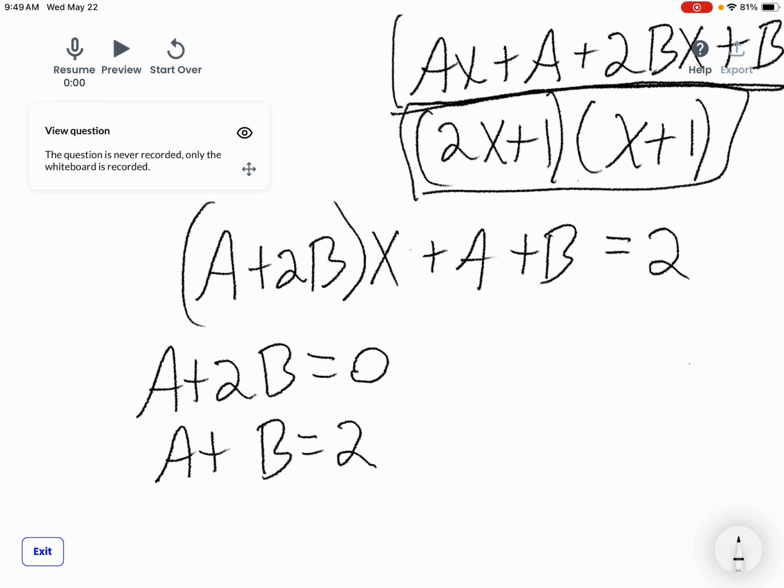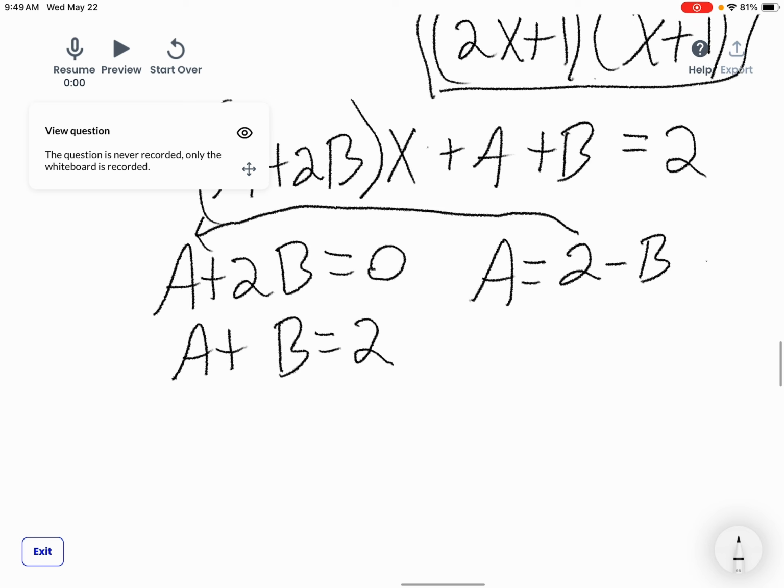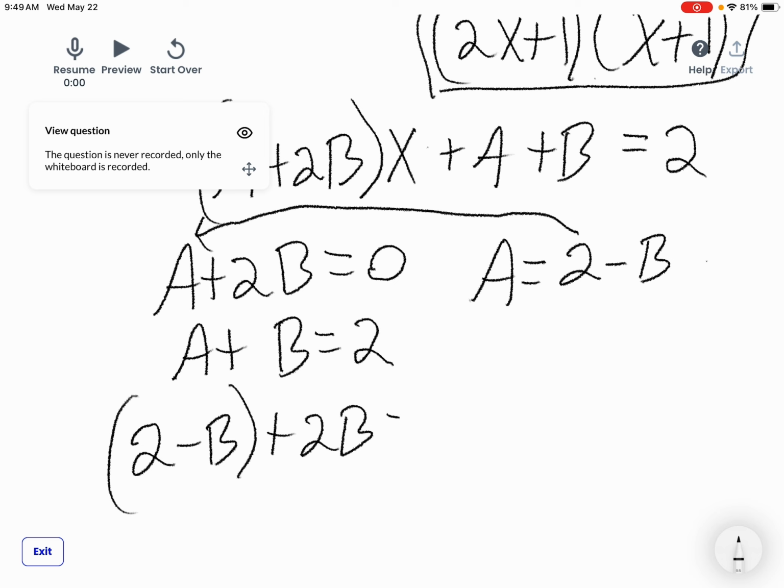If we just subtract b from both sides, we get that a is equal to negative b plus 2, or 2 minus b. And then we can just plop that in for a into the first equation, right? So we have a is going to be 2 minus b. So we get 2 minus b, that is a, and then plus 2b is equal to 0.